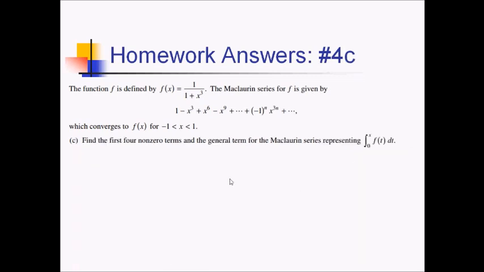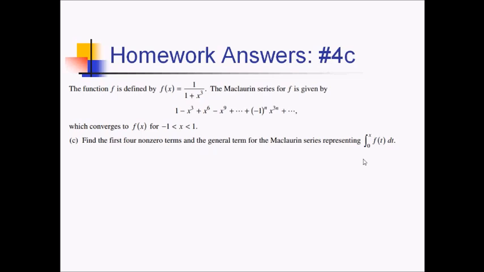On this part, they want us to give the first four non-zero terms in general term for the Maclaurin series of the integral from 0 to x of f of t dt. So basically integrating this thing. Now, if we take the antiderivative of this thing term by term, the first term we're going to get is going to be x, and everything else is going to have an x in it. So that when we plug in this lower limit of 0, that's just going to zero out that whole second part that we're supposed to subtract.